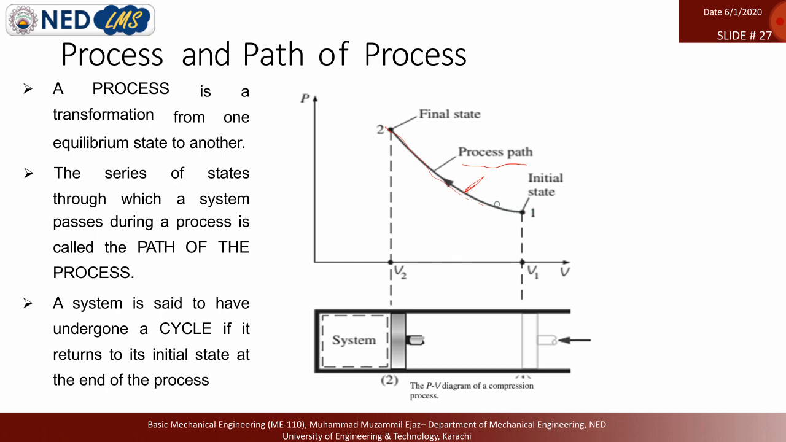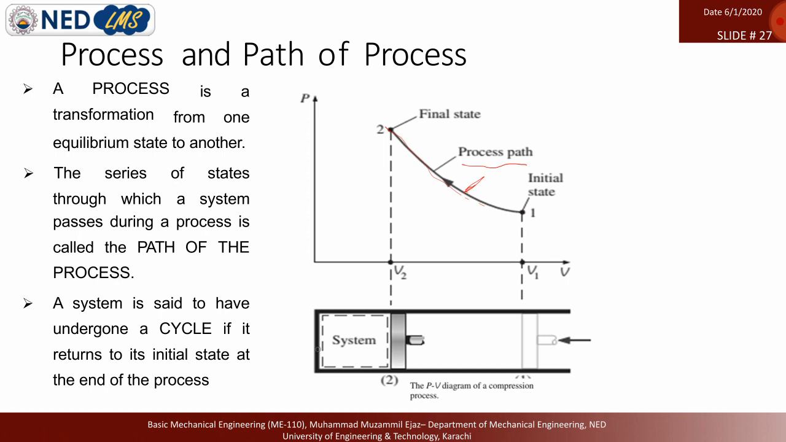The series of states through which the system is passing is called the process path. The system is said to have undergone a cycle if it returns to its initial state at the end of the process. Now understand this process path and cycle with a particular example.